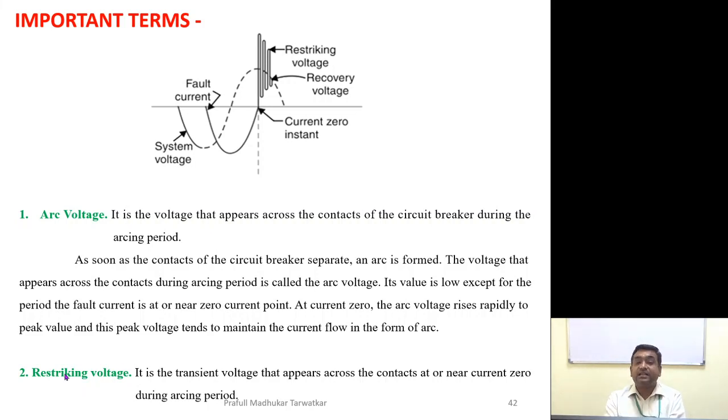The second is the restriking voltage. It is the transient voltage that appears across the contacts near current zero during the arcing period. Here you can see this is the restriking voltage, a transient phenomenon which appears, I can say, right from the beginning of the arc till it settles down.